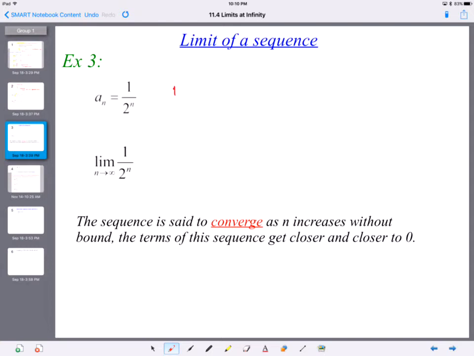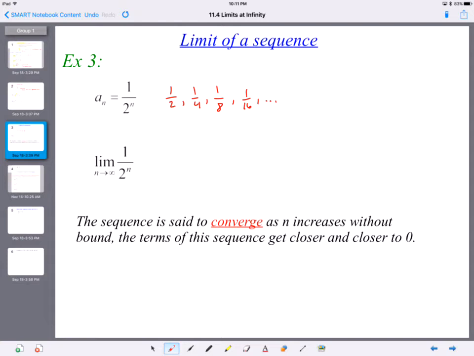So if we plug in n equals 1, that's 1 over 2. Plug in n equals 2, that's 1 over 4. N equals 3, that's 1 over 8. N equals 4, and we're just doing 2 to the first, 2 to the second, 2 to the third, 2 to the fourth, and so on. You can see the bottom number doubling every time there.